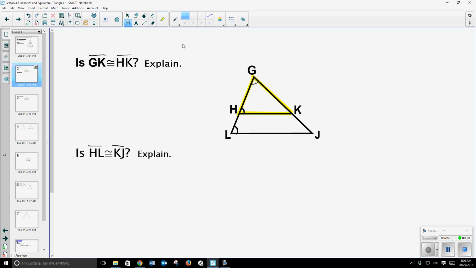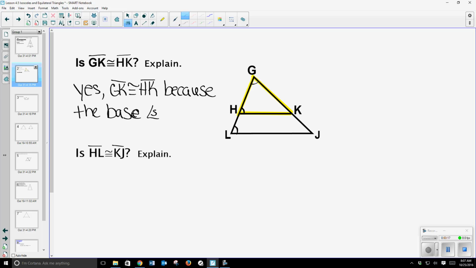So the answer is yes. GK is congruent to HK because the base angles are congruent.